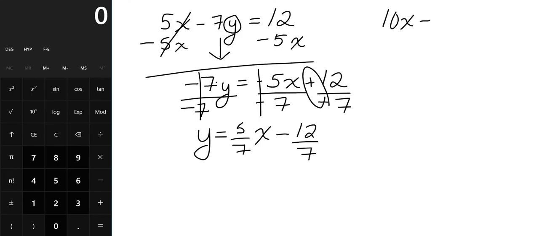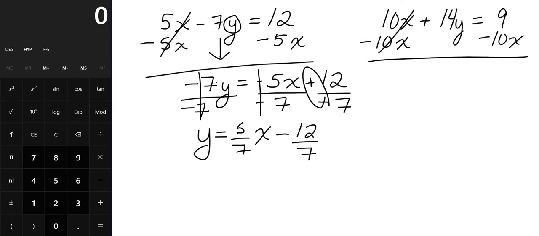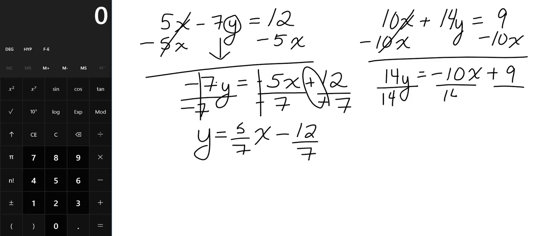Okay, so the second equation, 10x plus 14y equals 9. You should try this one by yourselves, but if you're really stuck, go ahead and follow along with me. We're going to get rid of the 10x first, by subtracting 10x. Okay. Bring down the 14y. Negative 10x and 9 can't combine, so we're going to write the negative 10x first, plus 9. And now we need to divide everything by 14 to get the y by itself.